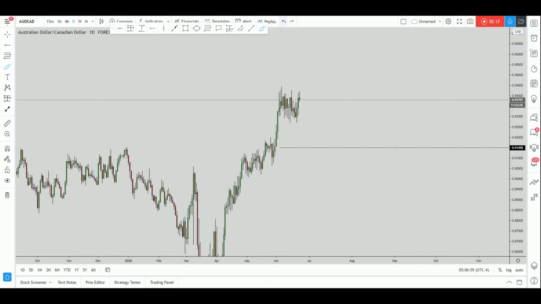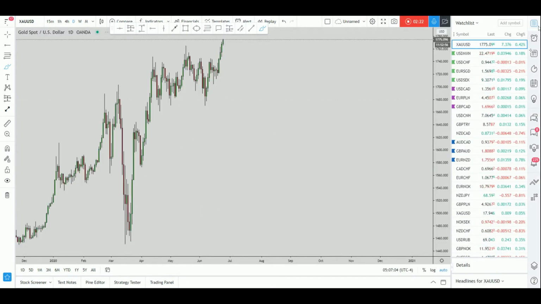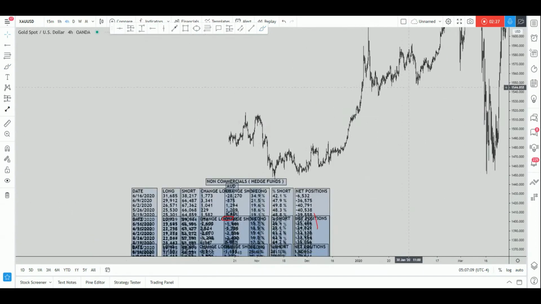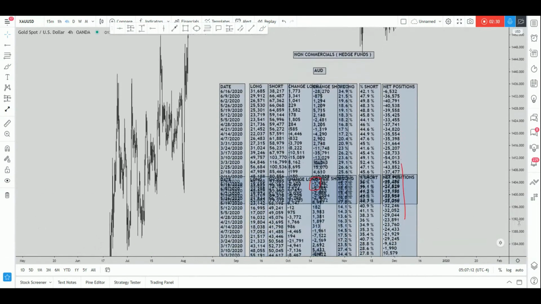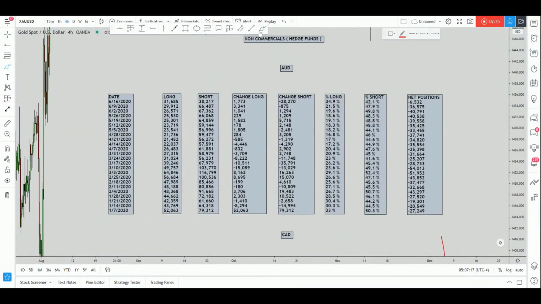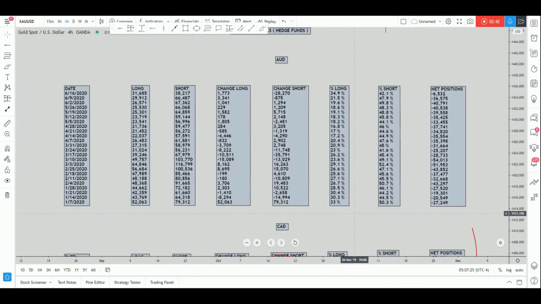So how are we supposed to be approaching this kind of situation? Before I show you how we will be approaching this with students, let's go and see what we have from a COT perspective on the AUD and what we have from a COT perspective on the CAD. Let's start from the AUD. So on the AUD, what we can see is that currently we're sitting with minus 6K net positions. So from the very negative minus 51K that we had here, we're now sitting at minus 6K, which is a clear and big shift to a strong AUD.